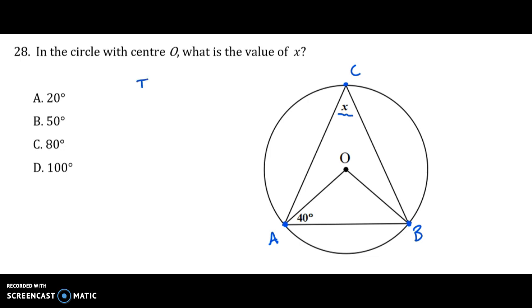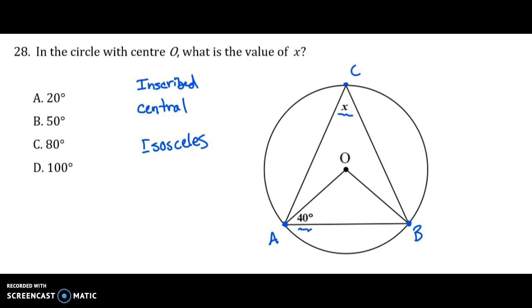We'll need to know the properties of an inscribed angle, and we'll need to know how that inscribed angle relates to a central angle. And we'll also need to be aware of the properties of an isosceles triangle. So to begin here, we're given a measure of 40 degrees on here.